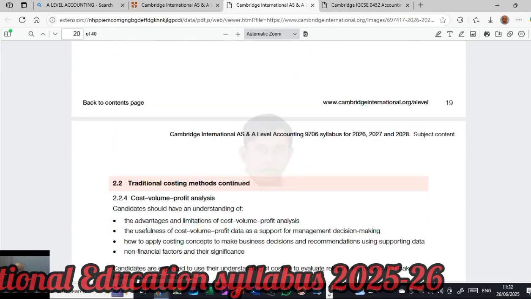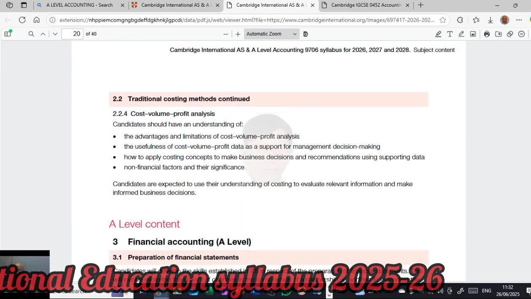So traditional costing methods. Then we will have cost volume profit analysis. Candidates should understand the advantages of cost volume profit analysis and the usefulness of cost volume profit data, how to apply costing concepts and non-financial factors. Candidates are to use their understanding of costing to evaluate different relevant information and inform business decisions. So all these things we'll learn in AS level. These are the syllabus for the AS level.